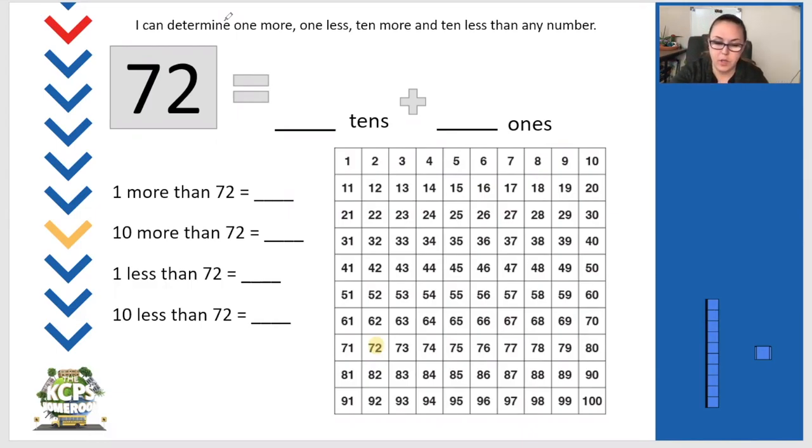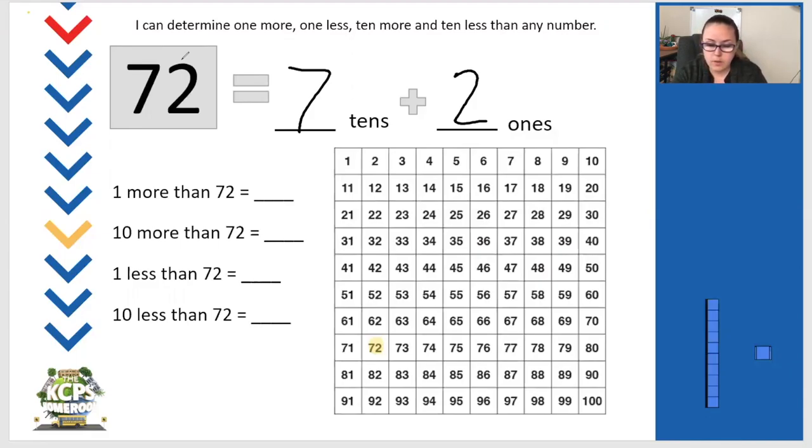Now, when we're calculating one more than, let's back up actually. Can you tell me how many tens and ones are in this number? Because we have to start there in order for this to make it easy for us. So when we model 72, you can build it with your base 10 blocks. You're going to find that you have 7 tens and 2 ones. Remember, the number on the left of a two-digit number will always be the tens, and the number on the right will always be the ones. So we've highlighted 72 on our hundreds chart. Now we can talk about one more than, 10 more than, one less than, and 10 less than.